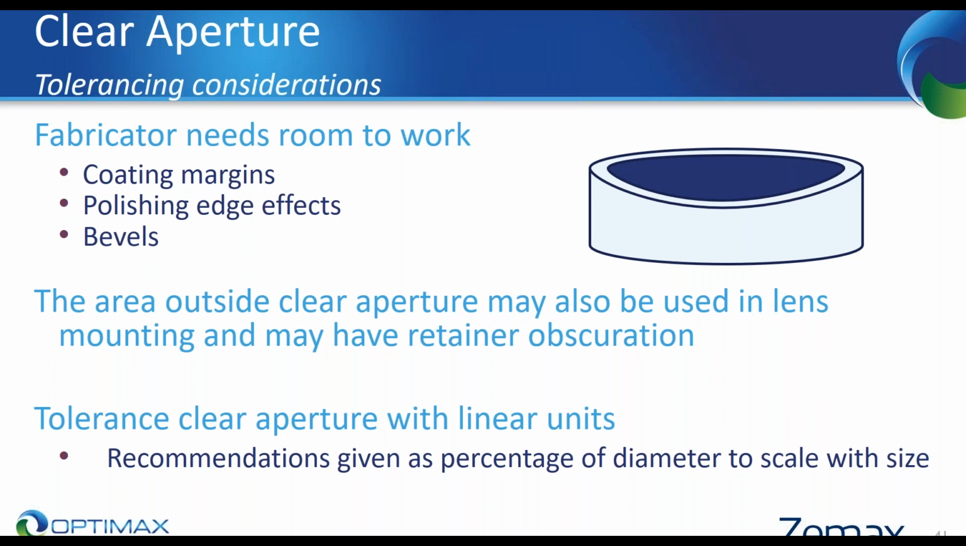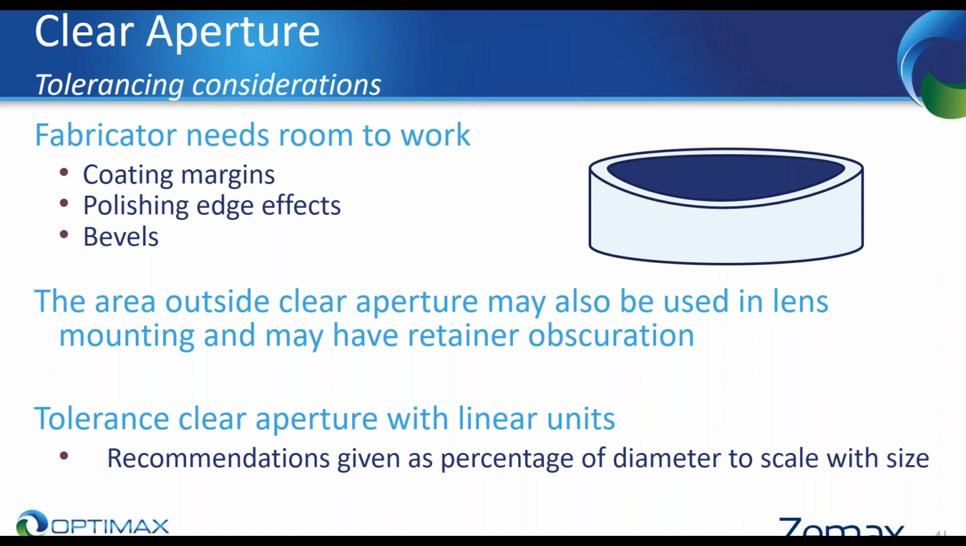Your clear aperture: this is where your fabricator needs some room to work. This allows for being able to hold on to the part during coating. There are also polishing edge effects. As you're polishing a material, whether it is conventional polishing or sub-aperture polishing, as your tool goes over the edge of the part, your pressure distribution is going to change and you're going to have a slight edge effect. There are ways to minimize this, but having a little bit more room allows for some flexibility in processing. It's also important to have bevels on the surface. A bevel or a chamfer helps protect sharp edges to minimize chipping on the surface.